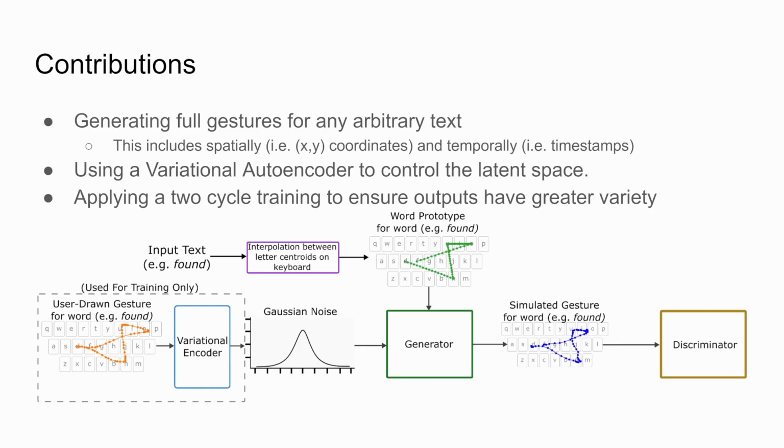We summarize our contributions as follows. First, our model is able to generate full gestures for any arbitrary text. This includes spatially, that being the x and y coordinates of the points in the gesture, and temporally, that being the timing between the points in the gesture. Second, we use a variational autoencoder to control the latent space to ensure that it is easily sampleable. And third, we apply a 2-cycle training to ensure that the outputs have greater variety.